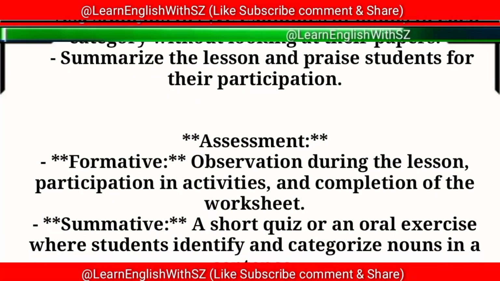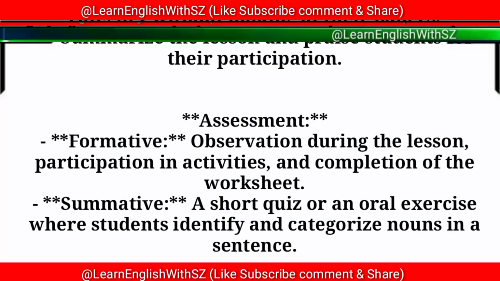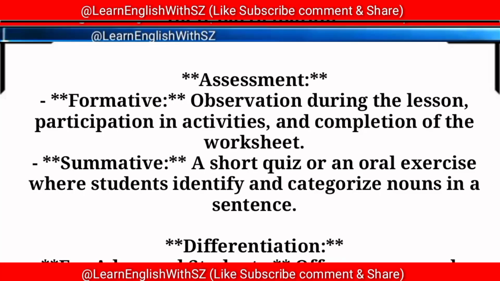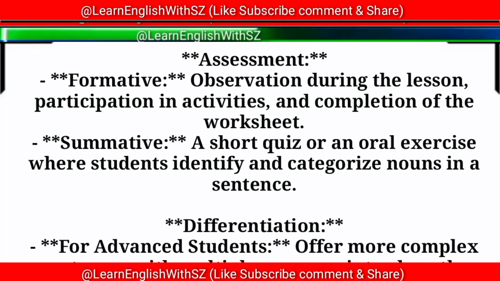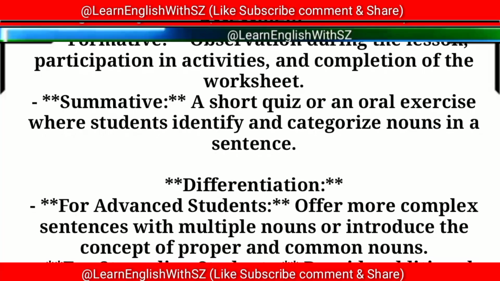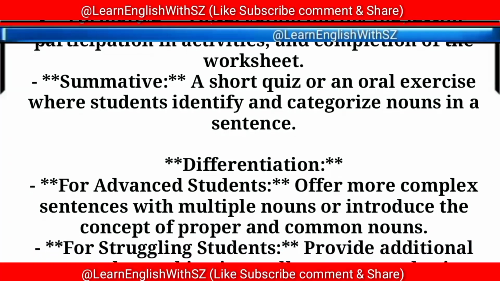Assessment. Formative: observation during the lesson, participation in activities, and completion of the worksheet. Summative: a short quiz or an oral exercise where students identify and categorize nouns in a sentence.